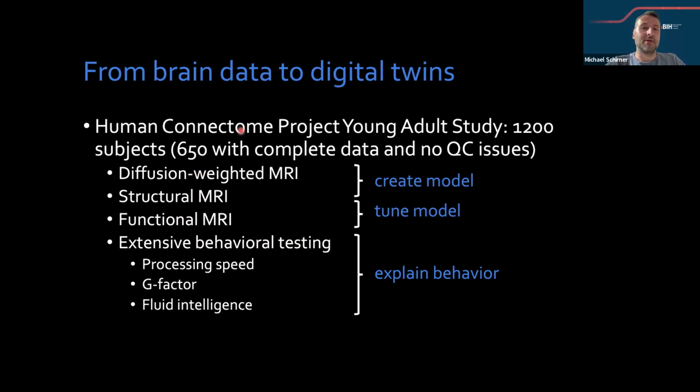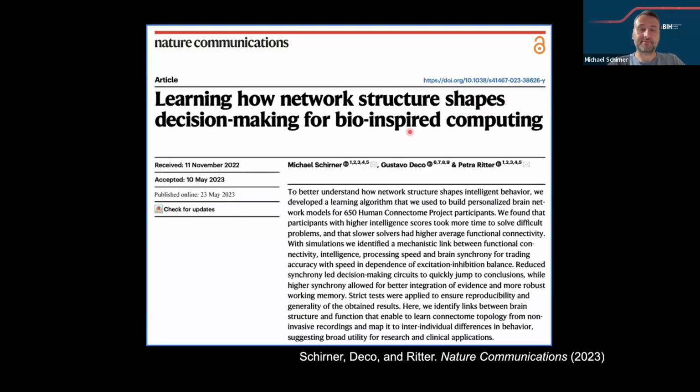And we did this with the specific study by the Human Connectome Project, the young adult study. So here there are young subjects, 1,200 in total, and they undergo extensive testing, not only neuroimaging and MEG, but also behavioral testing, intelligence tests, and all kinds of tests are being made with these persons.